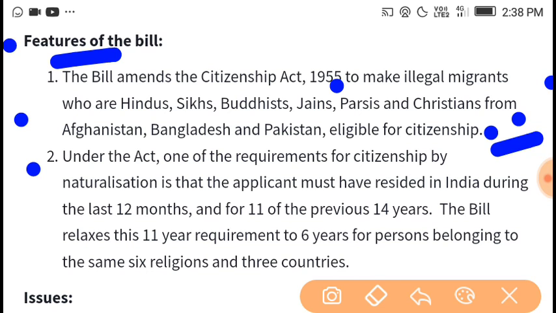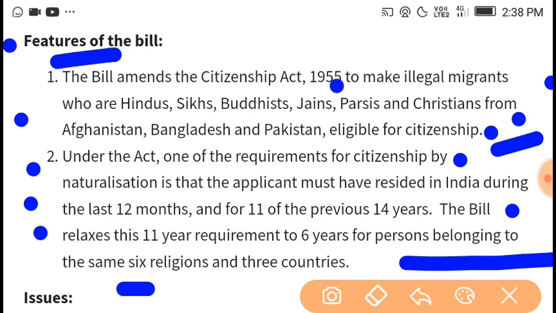Under the Act, one of the requirements for citizenship by naturalization is that the applicant must have resided in India during the last 12 months and for 11 of the previous 14 years. The bill relaxes this 11-year requirement to 6 years for persons belonging to the same six religions and three countries.